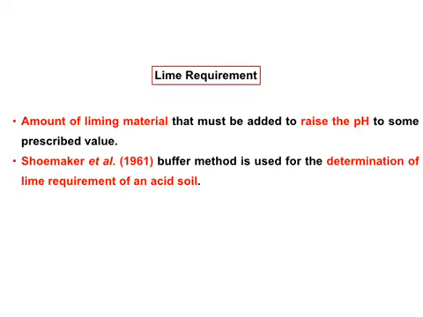Today we are going to see about lime requirement. Lime is the chemical component used for reclamation of acid soil. Lime requirement means the amount of liming material to add in the field to increase the pH. Dr. Shoemaker et al., a scientist, determined the liming requirement in the acid soil.